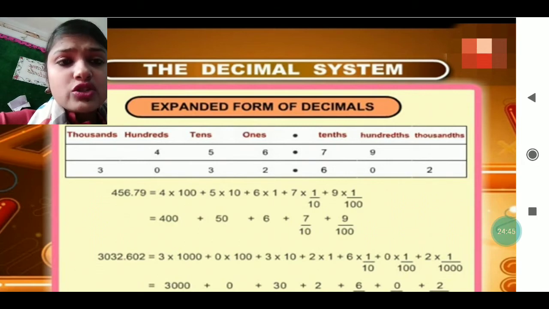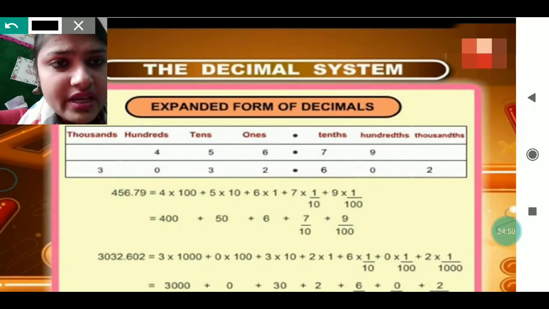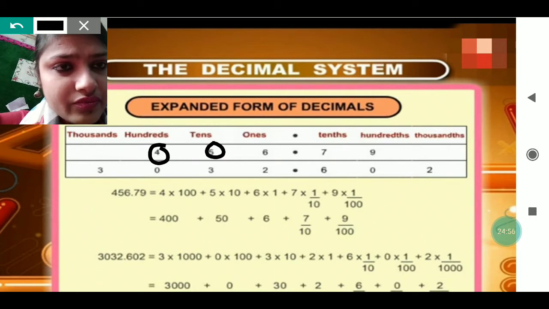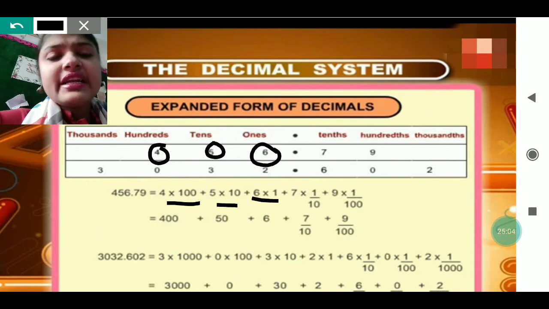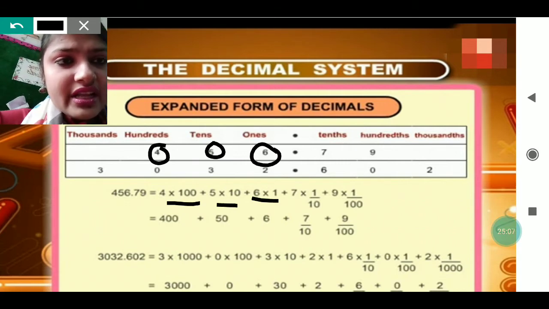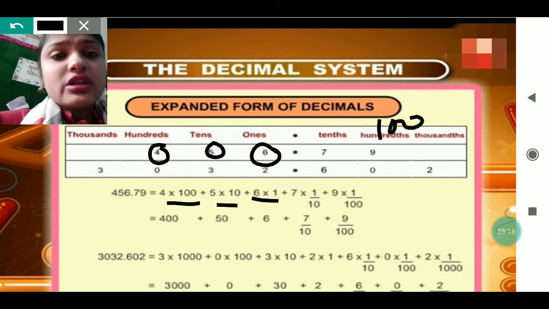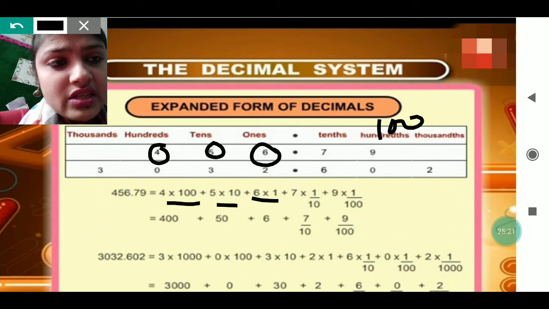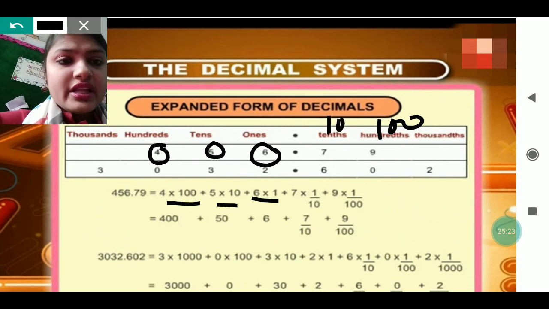So the number is 456.79, equals 4 into 100. 4 is present at hundreds place, so 4 into 100, 5 into 10, 6 into 1, and whereas after the decimal, the numbers which are written, we will write 7 into 1 by 10 plus 9 into 1 by 100. 9 is present at hundredth place, so it will be 1 by 100. 7 is present at tenth place, so it will be 1 by 10. This is how we used to expand.